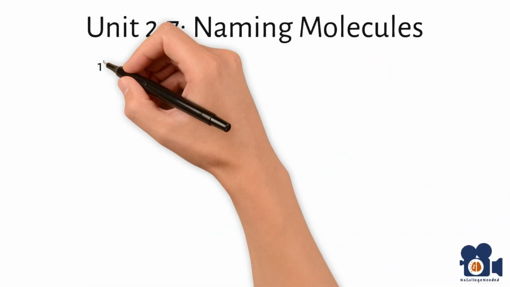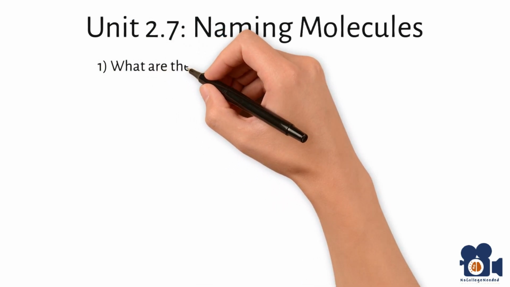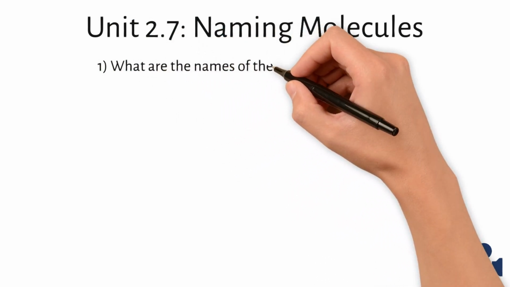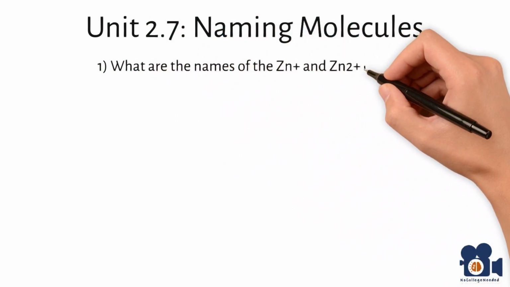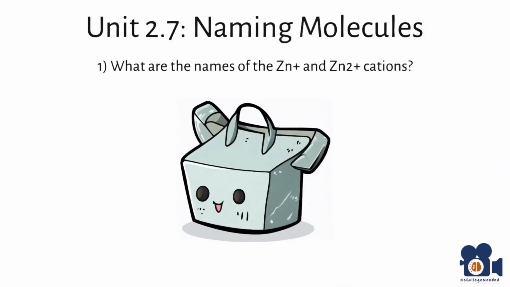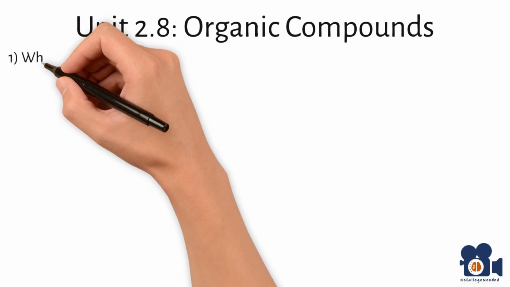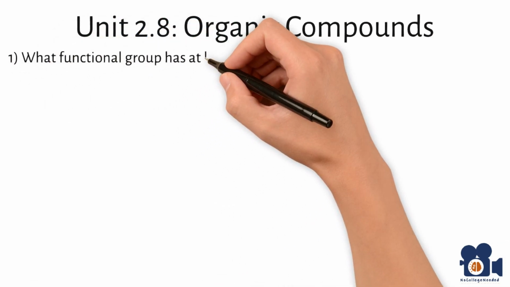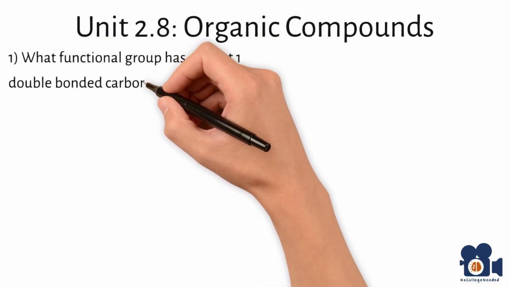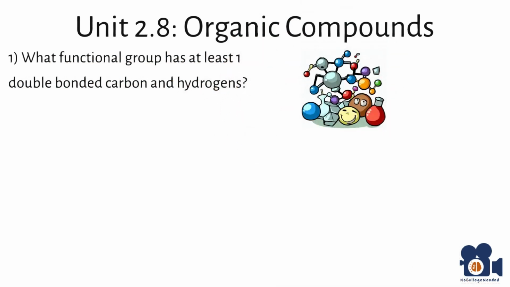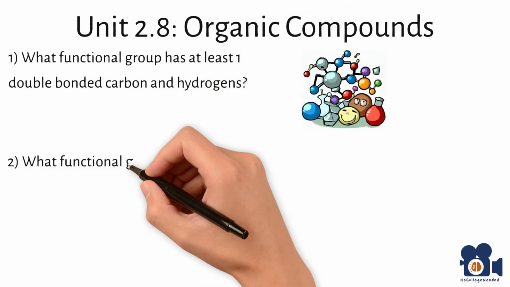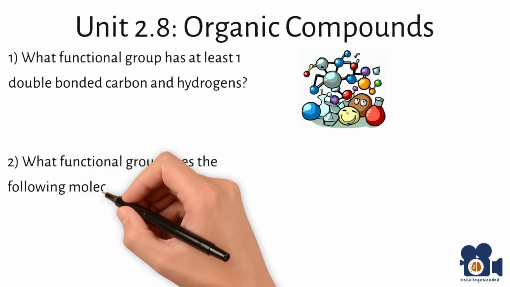Unit 2.7, naming molecules. Number 1, what are the names of the Zn+ and the Zn2+ cations? Unit 2.8, organic compounds. What functional group has at least 1 double bonded carbon and hydrogens? Number 2, what functional group does the following molecule belong to?